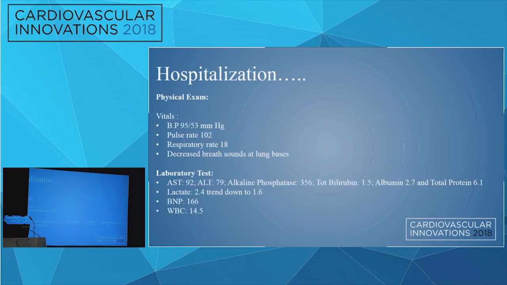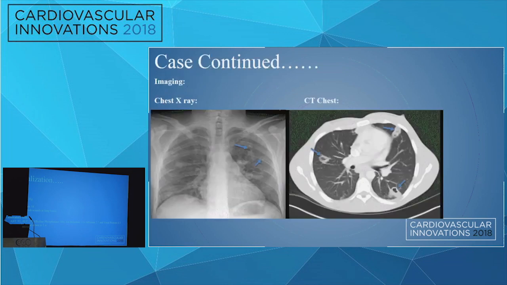On exam, he was hypotensive, blood pressure 95/53, tachycardic at 102, respiration at 18. He did have decreased breath sounds at the lung bases. His labs were significant for mild transaminitis with alkaline phosphatase 356 and total bilirubin of 1.5. He did have mild lactic acidosis, which trended down to 1.6, and the WBC count was 114,000.